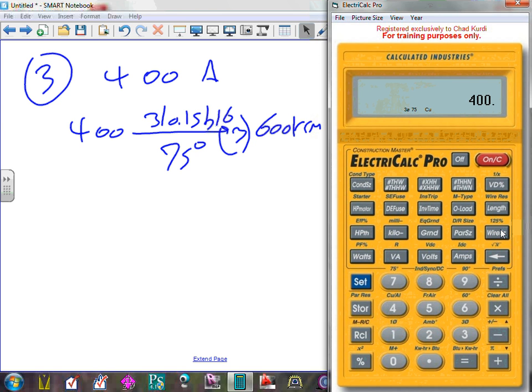So, okay, wire size. I'm not hitting amps. Thank you, Chad. 400, hit the amps. Now we have 400 amps. Now let's go to the wire. Wire size 600. Thanks. So we came up with 600.